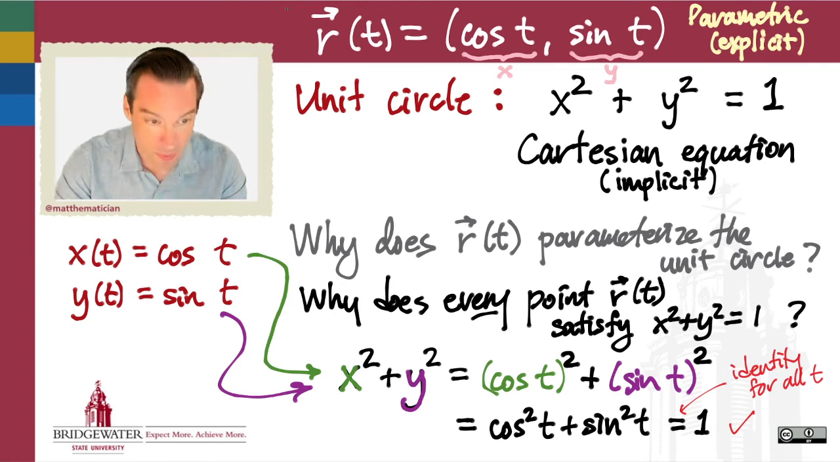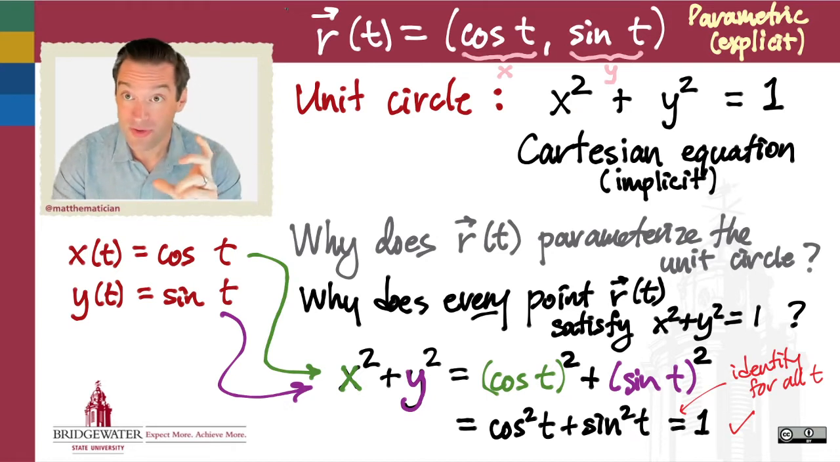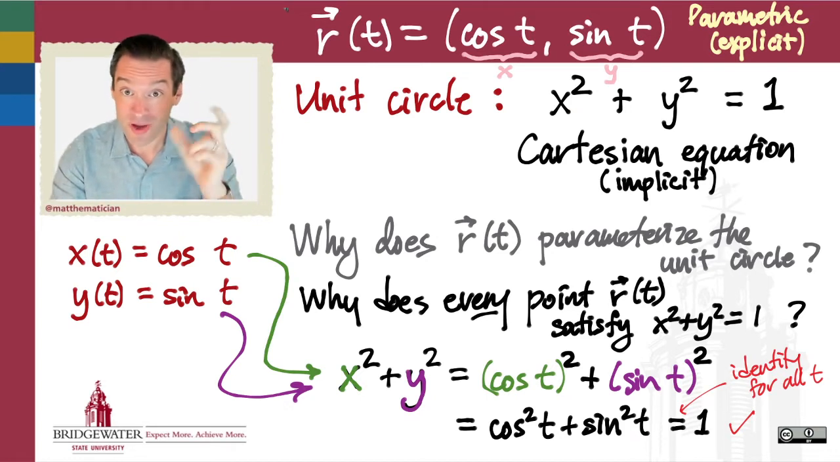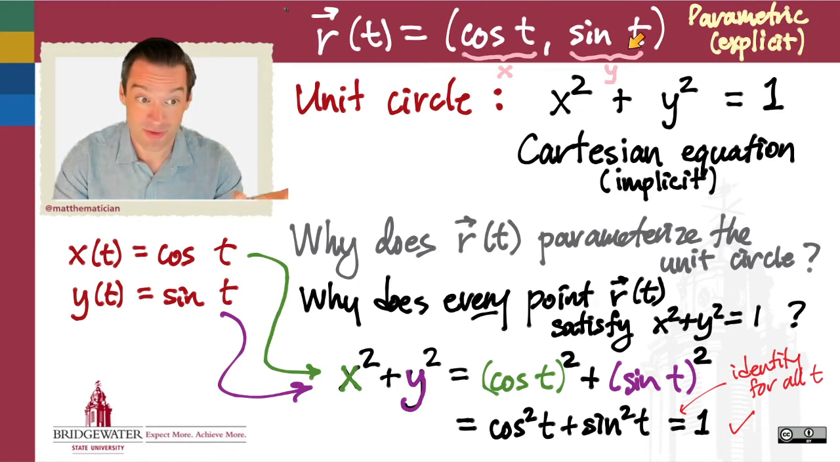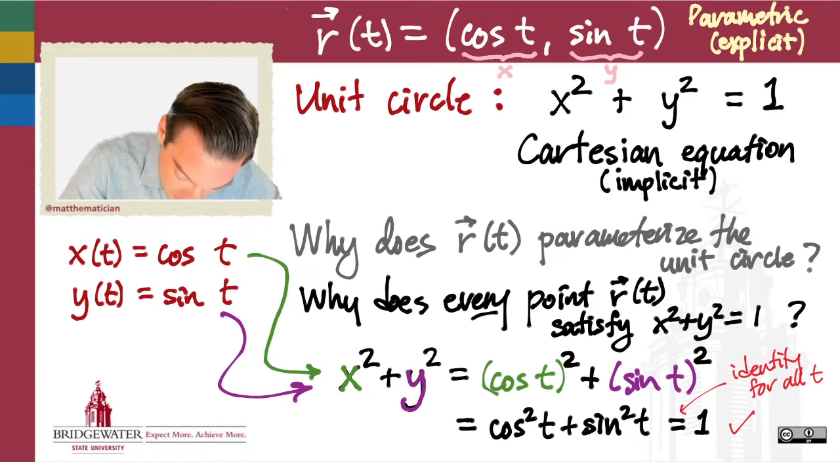When we talk about the relationship between a parameterized curve on the one hand and an implicit equation, like a Cartesian equation, like x squared plus y squared equals 1, one of the wrinkles is that this is not a one-to-one relationship. There can be many different ways to parameterize a curve that has the same Cartesian equation, right? This is not the only way to parameterize a portion, at least, of the unit circle. Cosine t, sine t is not the only possible way.